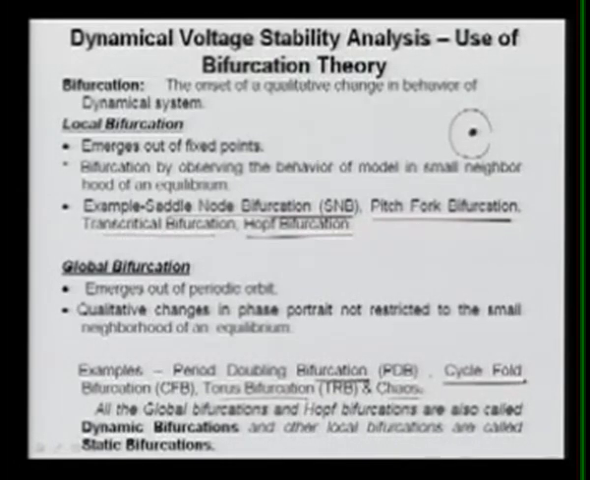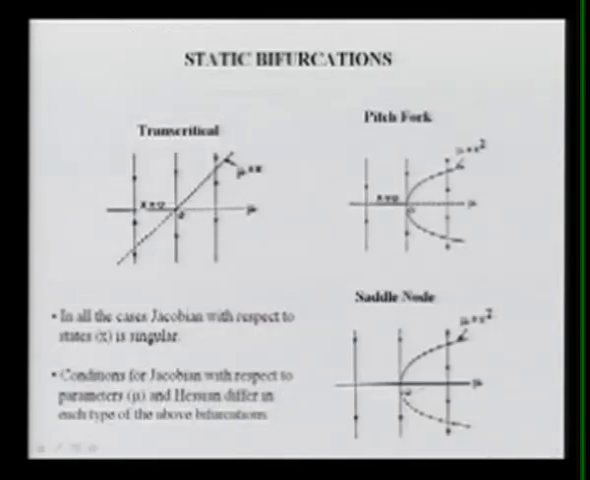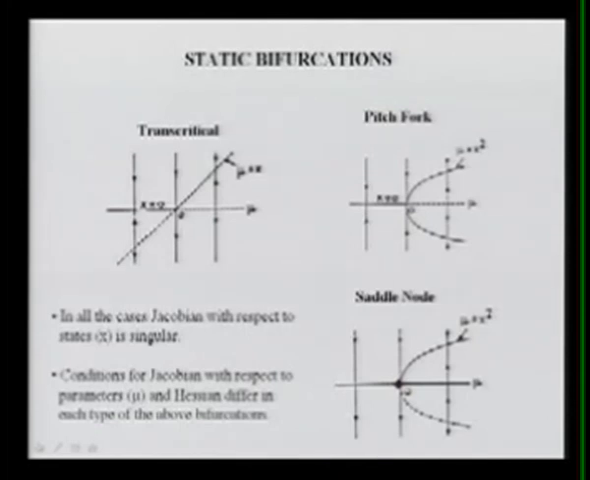Now, let us see the various bifurcations. First, the saddle node bifurcation, as already discussed in static analysis, the saddle node point, the saddle node bifurcation point, was nothing but a node point here, and we were calculating it. In the saddle node bifurcation, in all the cases the Jacobian with respect to the states is singular. Here your Jacobian becomes singular, here it becomes singular. So this is the point where your Jacobian becomes singular.